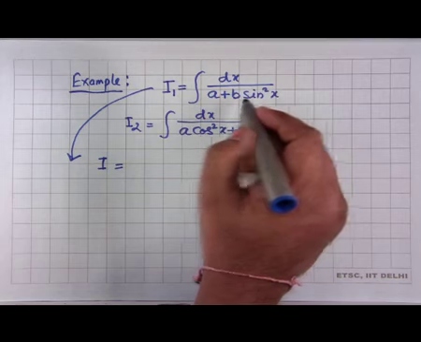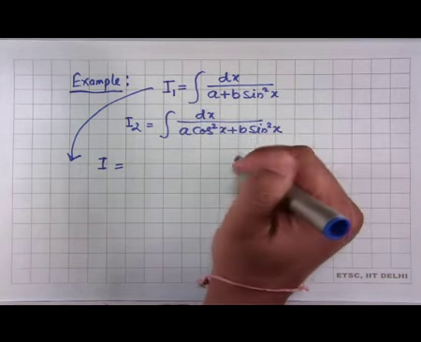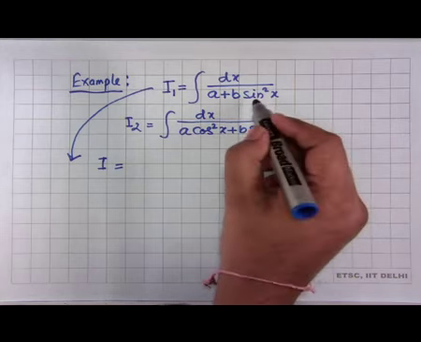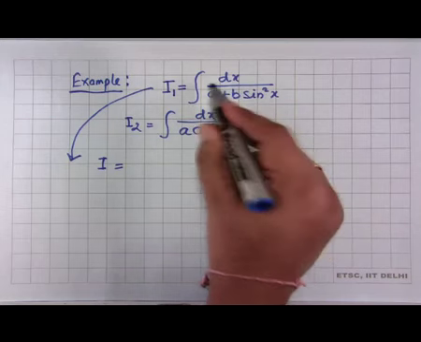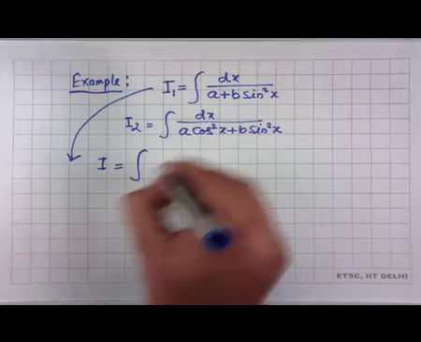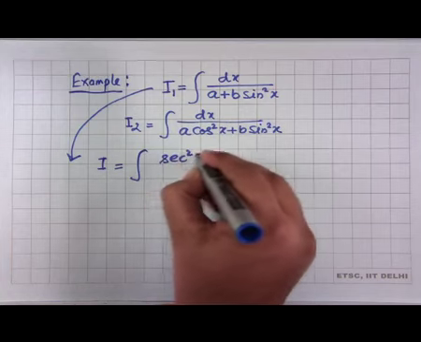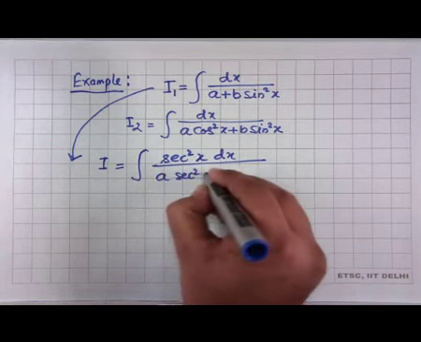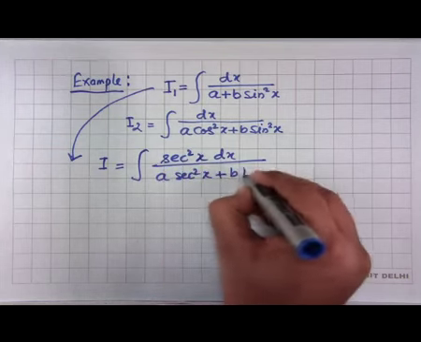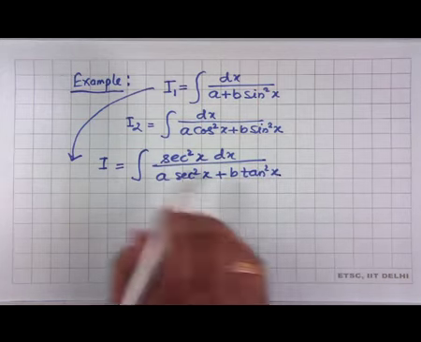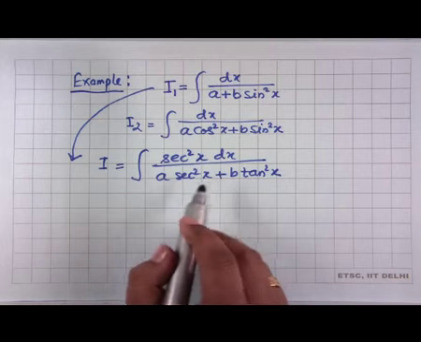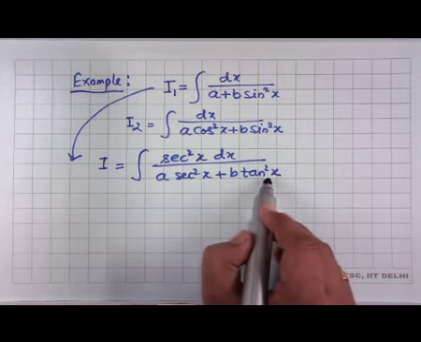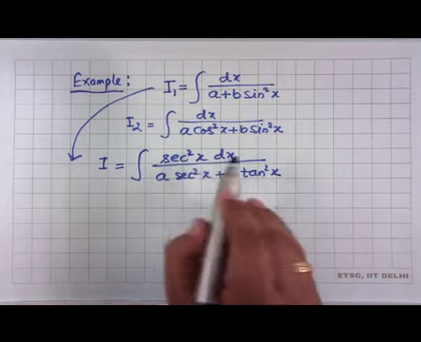The first thing which should come to mind is to convert it into a form where we can use some of the techniques which we have already learned. One way will be to divide both the numerator and denominator by cos square x, so that in the numerator we get sec square x, and in the denominator we get a sec square x plus b tan square x. If I do that, the numerator gets sec square x, and if I substitute tan x as a new variable, then sec square x dx will become dt.